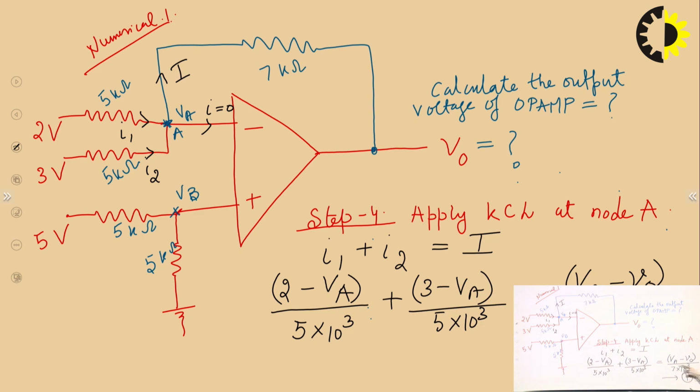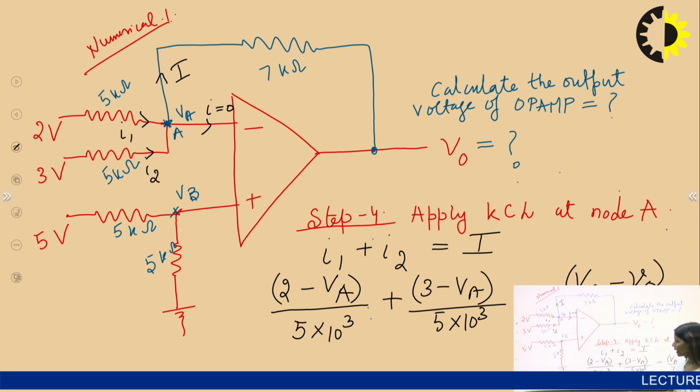There are 2 variables in this particular equation. First is my VA and second one is VO. I don't know the value of VA here. But we have the virtual ground concept that VA is equal to VB. If somehow I can find out VB, then I will put VA is equal to VB, write that value of VB in my first equation, and then I will solve.